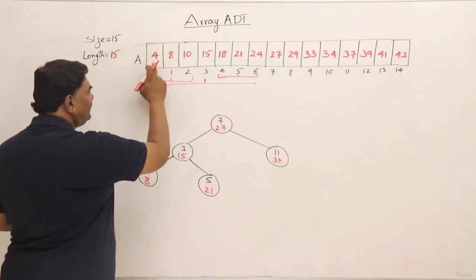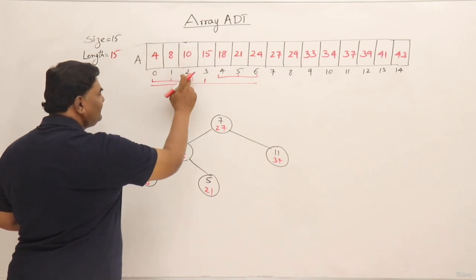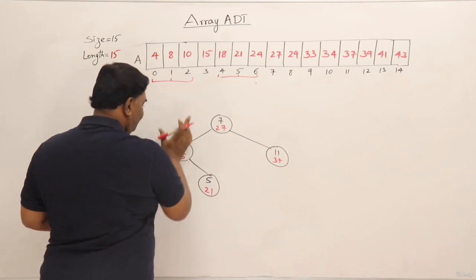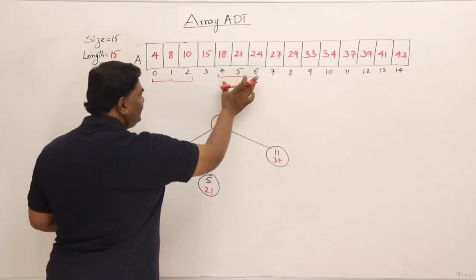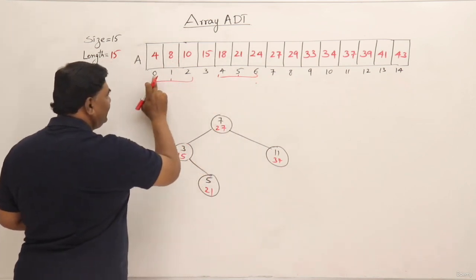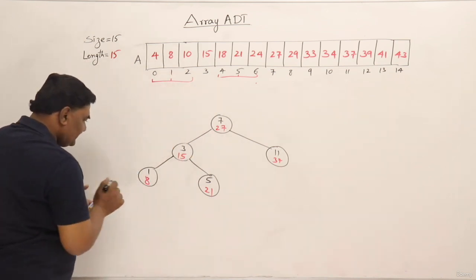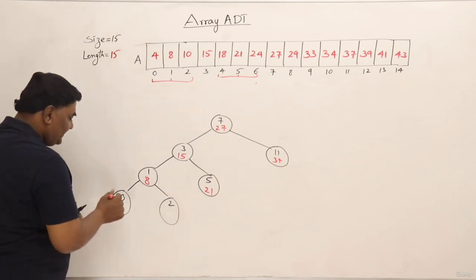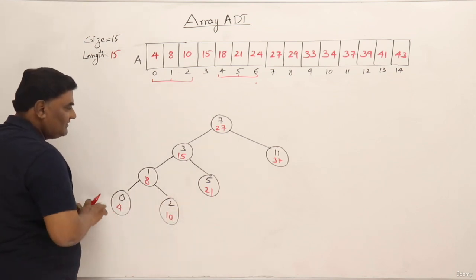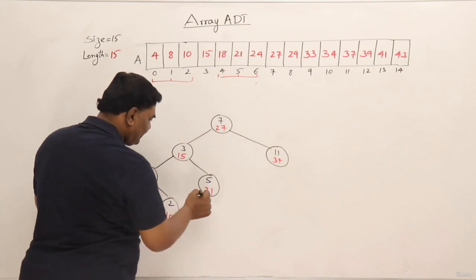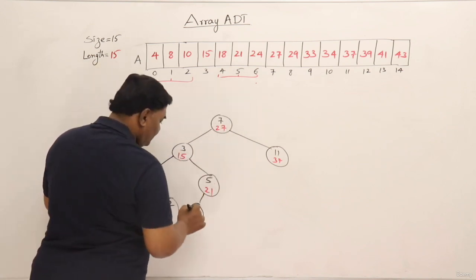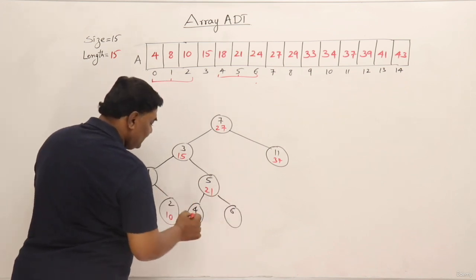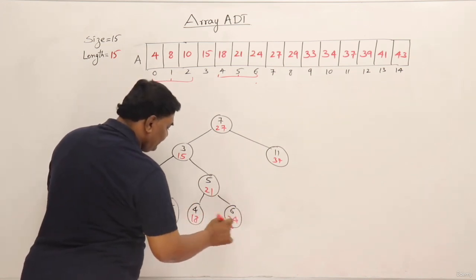For this 8, the left hand side is index 0 and element 4, and the right hand side is index 2, element 10. So this is on the left hand side and this is on the right hand side. For this, the middle one is index 1, left side is 0, right side is 2. The element here is 4 and the element here is 10. Now this side, the left hand side is index 4 and element is 18, the right hand side is index 6, element is 24. So this is 18 and this is 24.